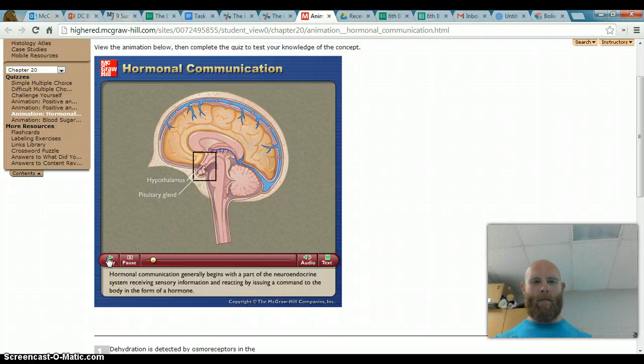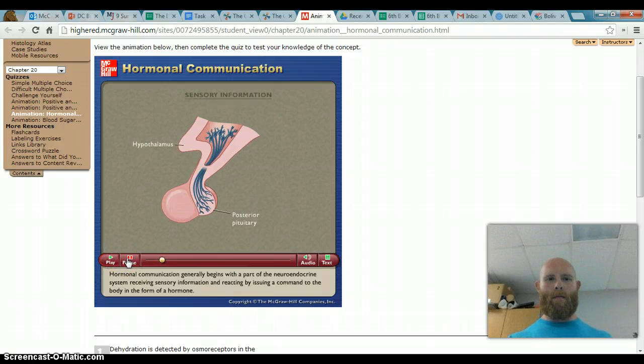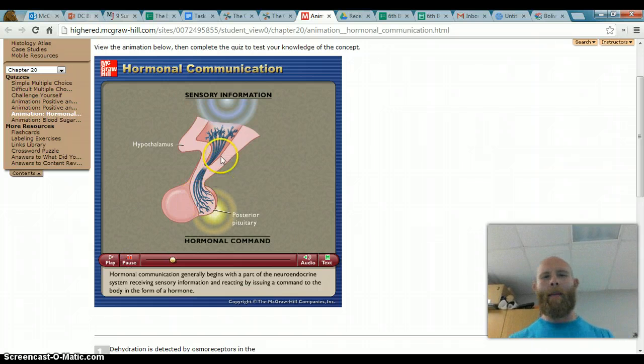Hormonal communication generally begins with a part of the neuroendocrine system receiving sensory information and reacting by issuing a command to the body in the form of a hormone. Okay, time out. This is called the hypothalamus right here, this region of the brain, which is connected to this bulb-like gland called the pituitary. If you remember, the pituitary is called the master gland, but they say the hypothalamus sits on the throne.